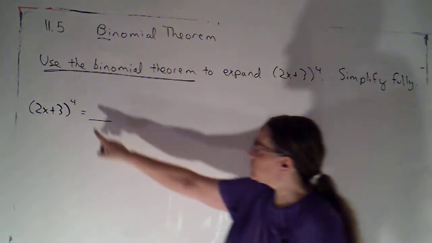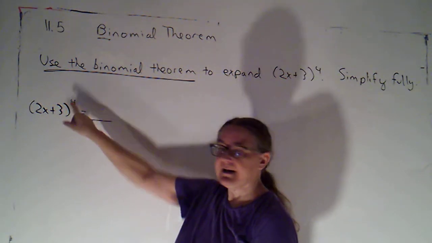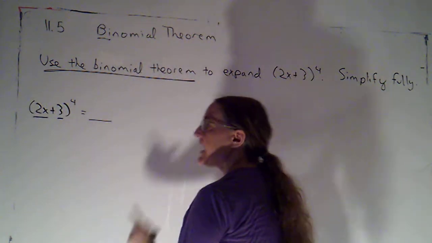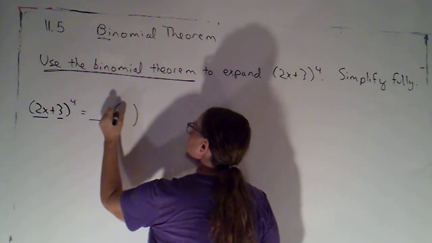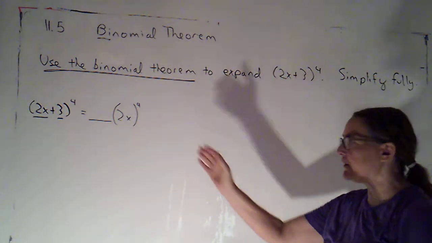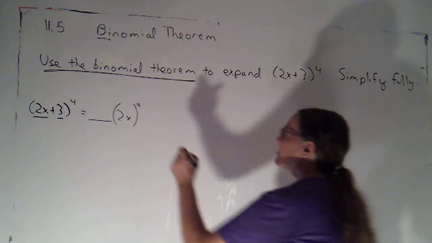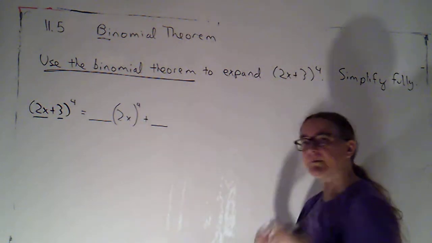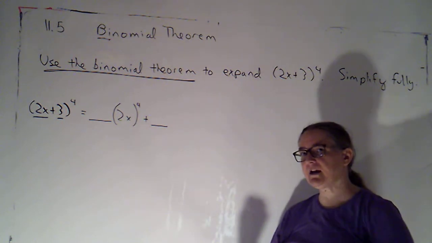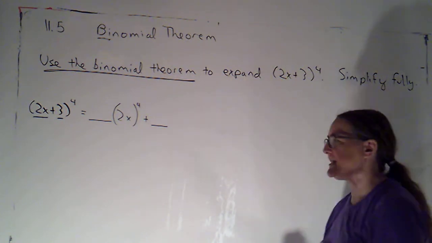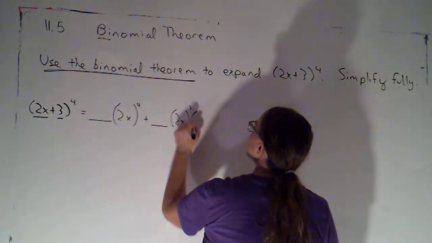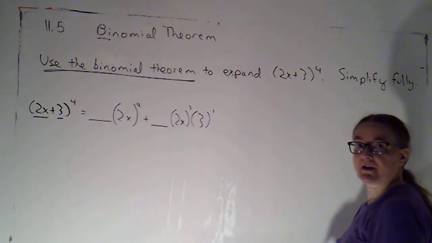So I know all of my terms are going to contain 4 factors, and each of those factors will be either 2x or 3. And I can start by having some terms where all 4 of those factors are 2x. So (2x)^4, no factors of 3. Plus, I could have some terms, and I'm going to systematically work my way down. Each time I'm going to have 1 less factor of 2x and 1 more factor of 3. So I could have some terms with 3 factors of 2x and 1 factor of 3.